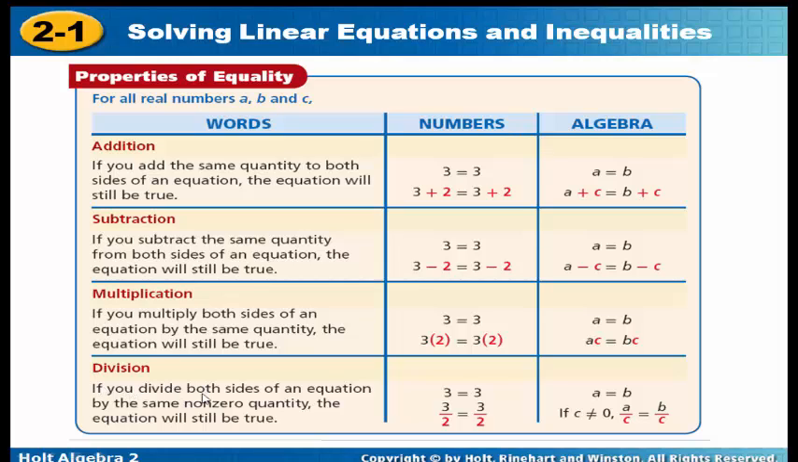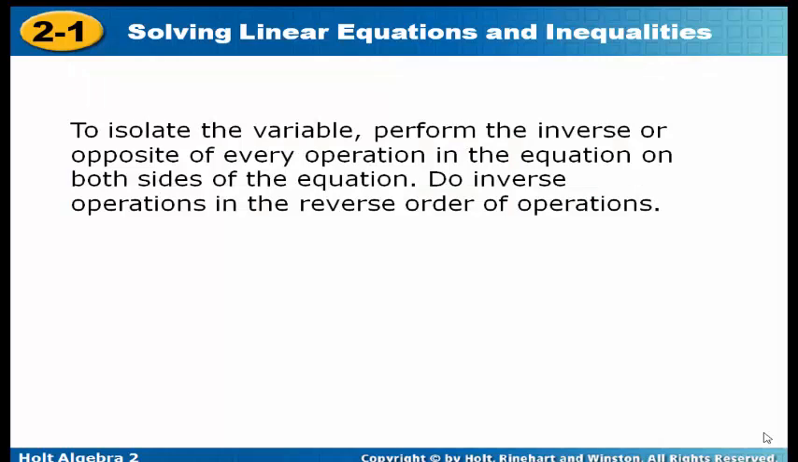If you divide both sides of an equation by the same non-zero quantity, it should be a non-zero quantity, the equation will still be true. So 3 equals 3, 3 divided by 2 equals 3 divided by 2. But the condition is C doesn't equal 0. To isolate the variable, perform the inverse or opposite of every operation in the equation on both sides of the equation. Do inverse operations in the reverse order of operations.